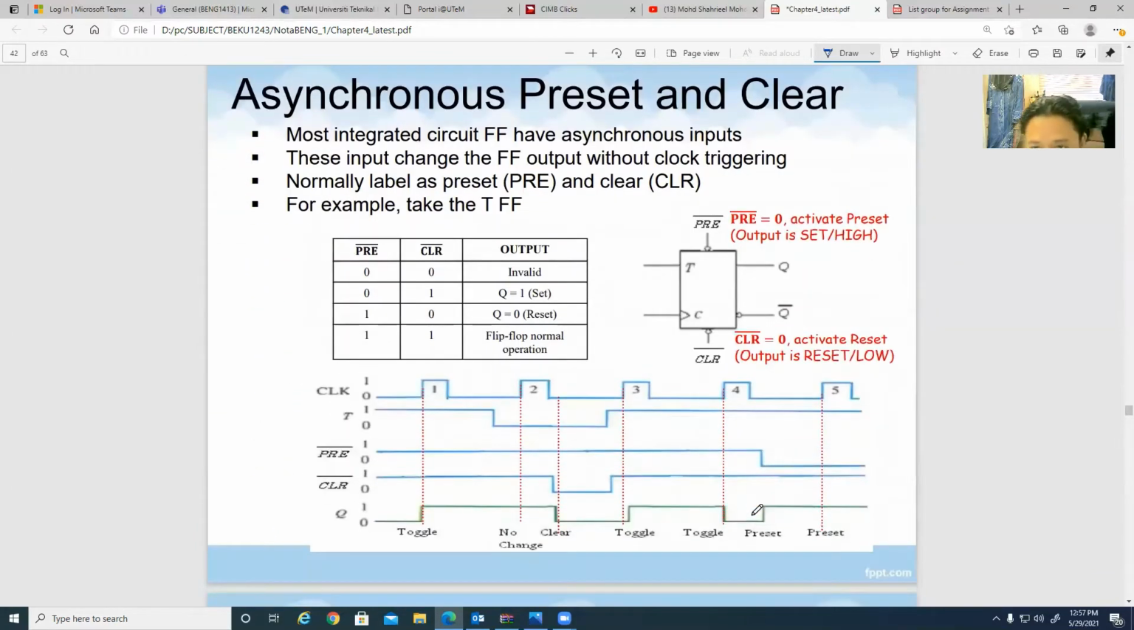Alright, so next we go for the asynchronous preset and clear. You can see in most integrated circuits, the IC flip-flops have asynchronous inputs. Normally we label them as preset or PRE, or clear, or you can see them on the symbol. So we have the asynchronous preset and clear here. If the preset equals 0, we call it active, activate preset, the output is set or high, and then if clear is activated, the output is reset or low. This one is 1 and this one will be low, 0. So this input changes the flip-flop output without the clock triggering.